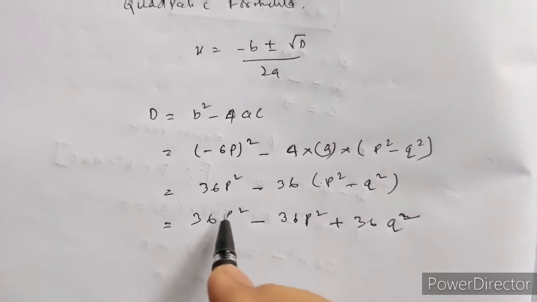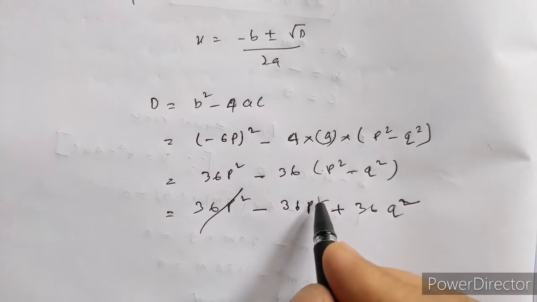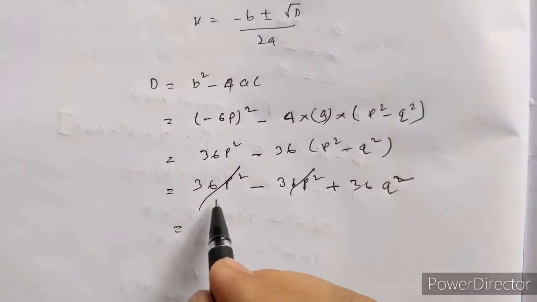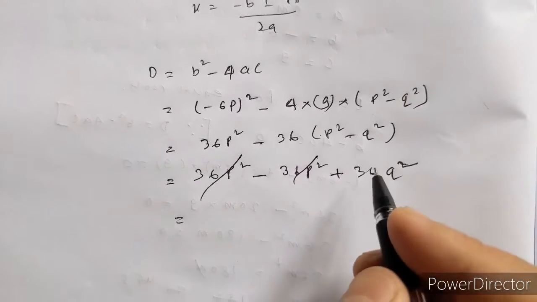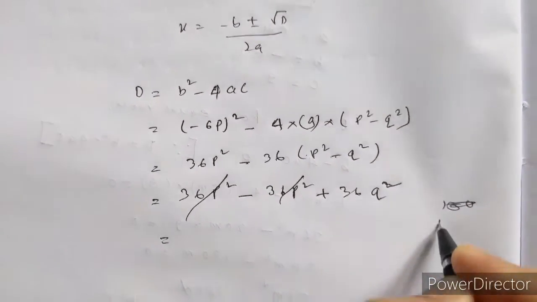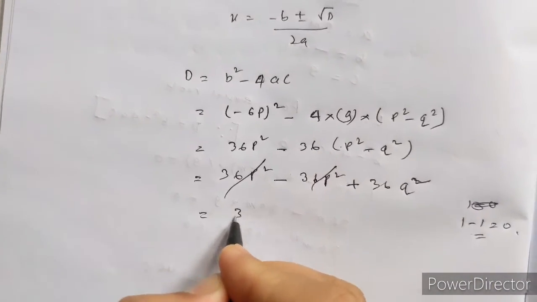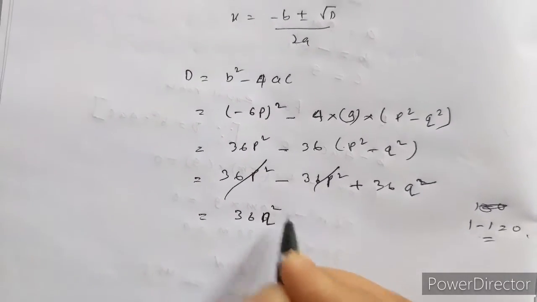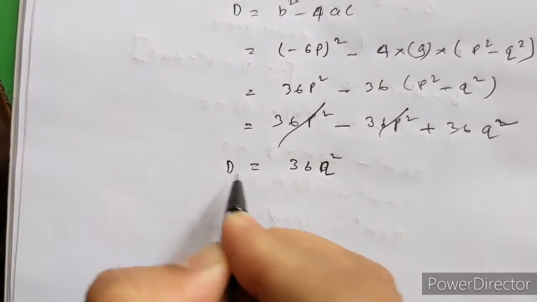Okay, so this plus 36 p square and minus 36 p square will be cancelled out, because if you subtract 36 p square minus 36 p square, then it will be 0, like 1 minus 1 is equals to 0. Okay, so this is 36 q square. So value of d is 36 q square.